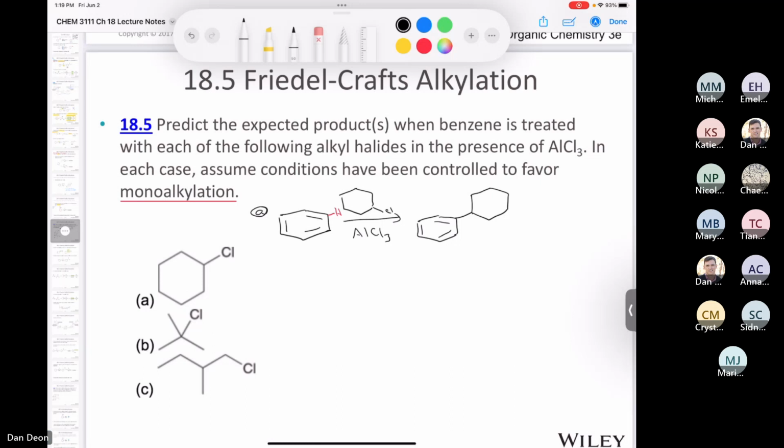Everybody get that one? Yeah? All right. Let's try the next one. Tiana, what about the next one? This one here, you've got tert-butyl chloride. If I take my aromatic ring and treat it with tert-butyl chloride, which is this molecule, and my Lewis acid catalyst, is that going to undergo any kind of rearrangement? I'm not trying to fool you. Go with your gut on this one.